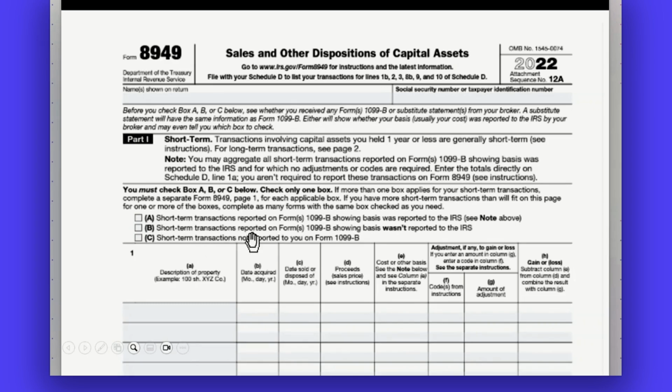The next, box B, would be for short-term transactions that are reported on a 1099-B, but they were not reported to the IRS. That doesn't happen that often, but it does happen sometimes. And again, you'll know because it'll say on the 1099-B that it was not reported. And then box C is going to be short-term transactions that were not reported to you on Form 1099-B, because not everything that you might sell is something that's going to be sold through, for instance, a brokerage house. It could be some other type of asset. So you would check box C for that, and then you would report all of these items.